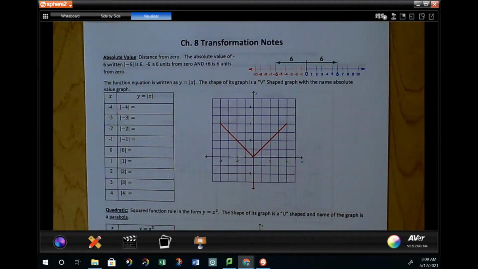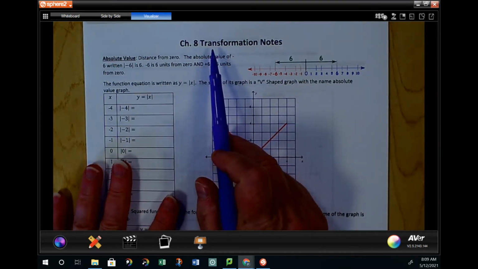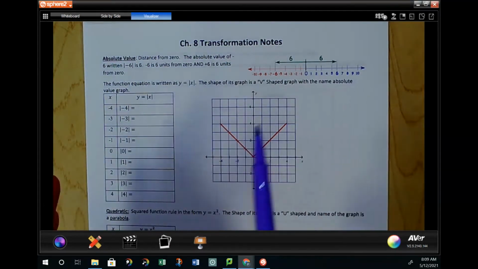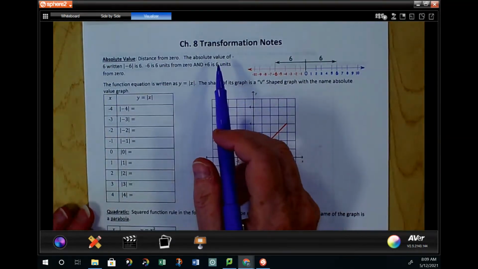Okay, so this note is about transformation. A transformation just means that you're going to move it. We're going to flip it upside down. We're going to move it left, right, up, down. And then we're going to study reflections. In this part, this is only about translation.